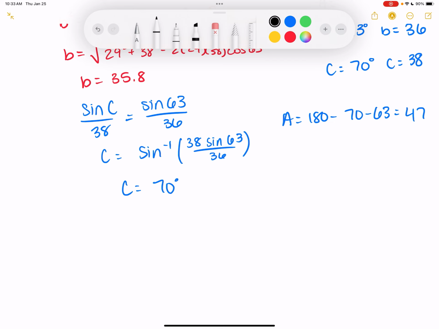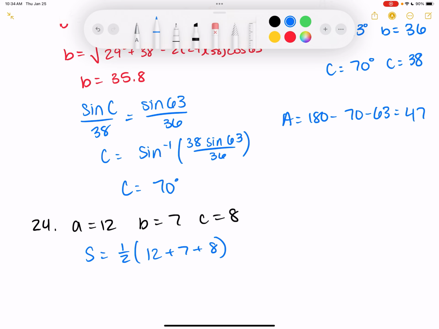Find the area with the given side length. So again, these ones have to give you all three sides for you to be able to do this. So A is 12, B is 7, C is 8. The first thing I need to do is find S, which is half of all the sides added together. So S is equal to 1/2 of 12 plus 7 plus 8.